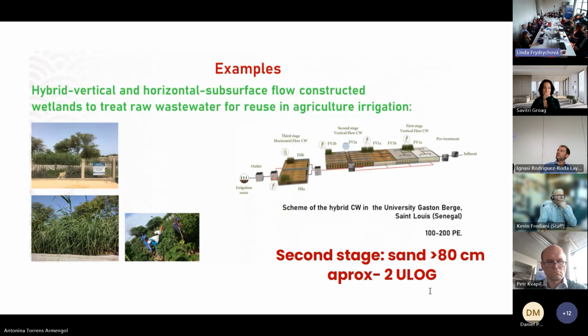And this is an example that we did in Senegal, where we wanted to use this scheme but try to remove more pathogens, like in the zoo. We see that if we use more than 80 centimeters of sand, we can reduce the quantity of pathogens in vertical wetlands a lot more. So I think for the zoo, this is important.